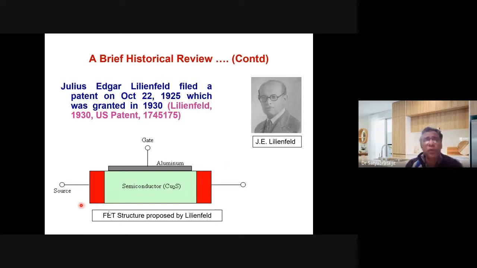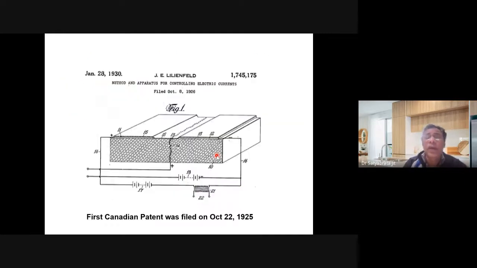So that was proposed by Lilienfeld in 1925, and the actual patent device was here. This patent was filed on October 8, 1926, in the US. But originally the first Canadian patent was filed on October 22, 1925. So first the patent was filed in Canada, and later the same thing was filed in the US on October 8, 1926, and this was the patent number.